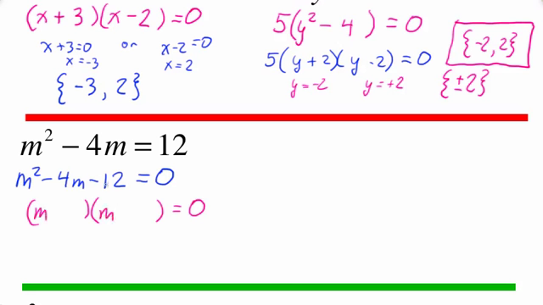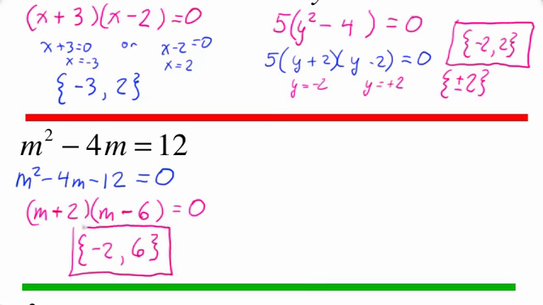So simple trinomial, I have a product of negative 12, so one of these is going to be positive, one of them is going to be negative. What times what is a negative 12 that adds up to a negative 4? That would be a negative 6 and a positive 2. And so this gives me my final answer. Again, I'm skipping a couple steps. M plus 2 equals 0 gives me a negative 2. M minus 6 equals 0 gives me a positive 6. So this is my final answer.